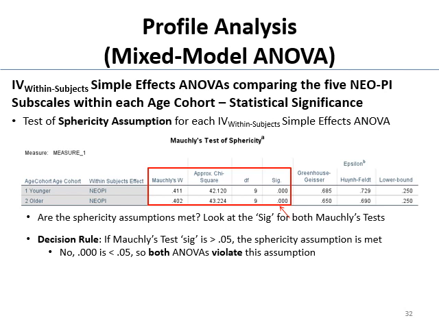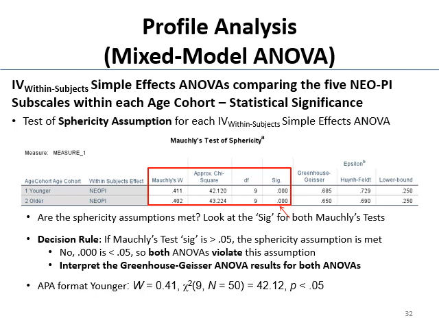0.000 is less than 0.05. So both of the simple effects ANOVAs, one for younger, one for older, both of them violate this sphericity assumption. So what do we do? We're going to interpret the Greenhouse-Geisser ANOVA results for both of these ANOVAs.